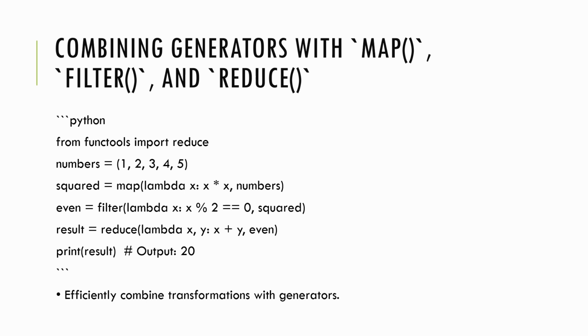Generators can also be combined with functions like map, filter, and reduce. These functions allow you to apply transformations or filters on the values yielded by a generator. For example, we can square the numbers, filter for even results, and then accumulate the sum of those even numbers, all using generators.